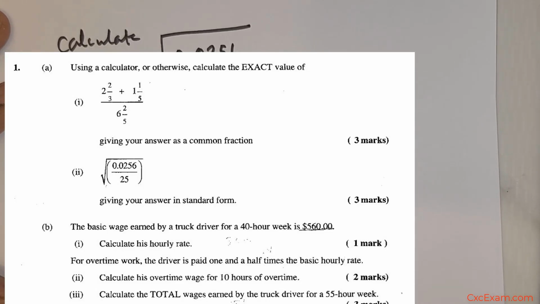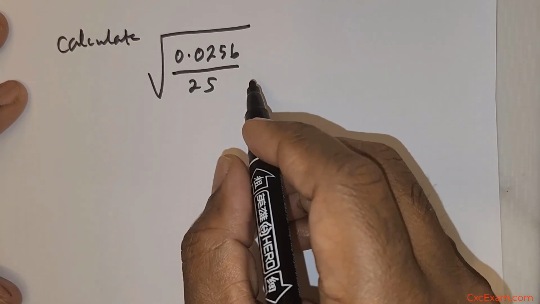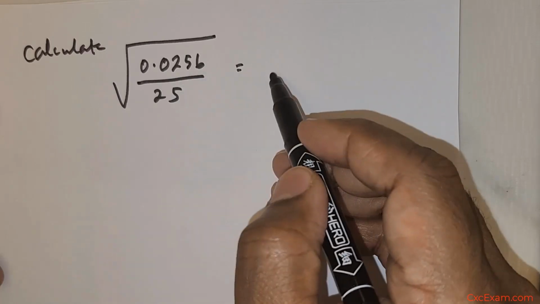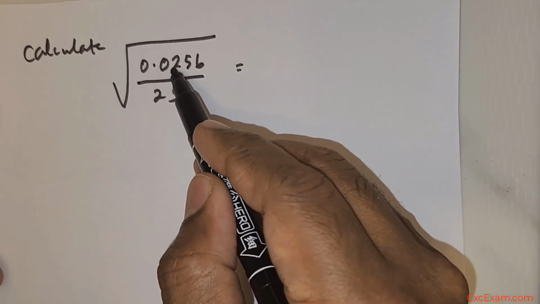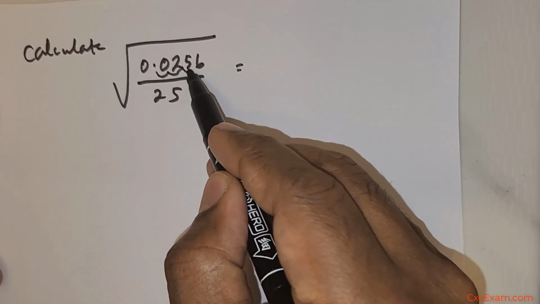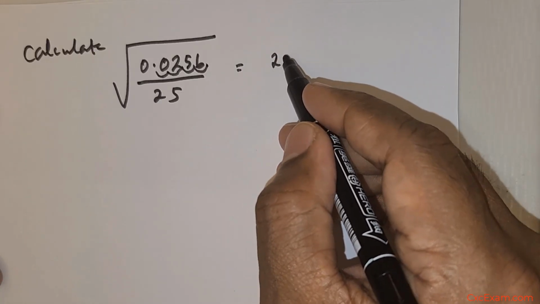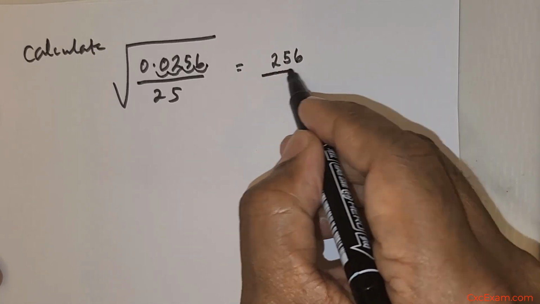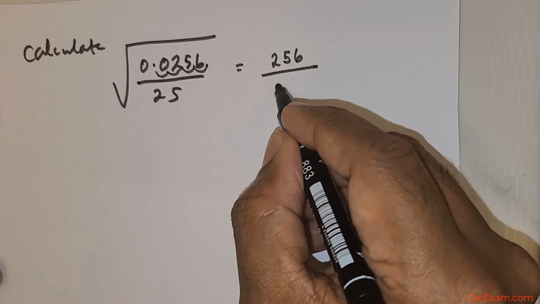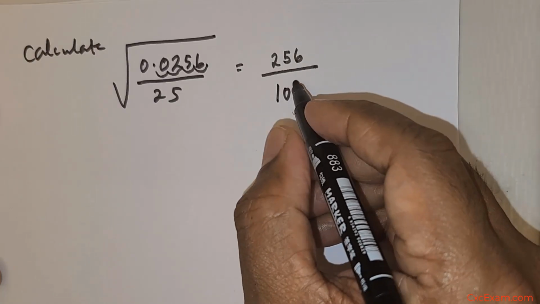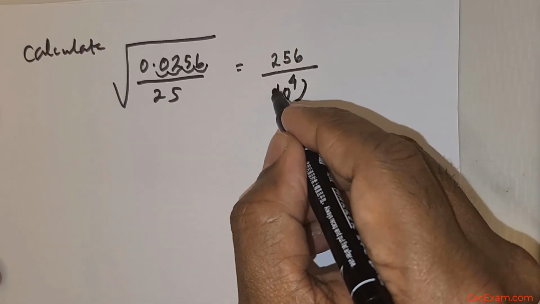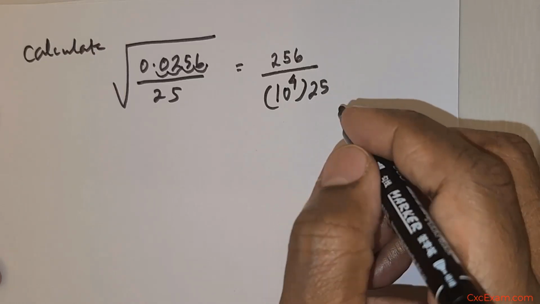Students, we are expected to calculate and represent this in standard form. Now I'm going to rewrite this as follows. Now we got 0.0256, so the decimal is going to be moved 1, 2, 3 and 4 places. So I'm going to rewrite this as 256. Since the decimal has moved 4 places, I'm going to divide by 10 raised to the power of 4, and already you have 25. So this is what you have.